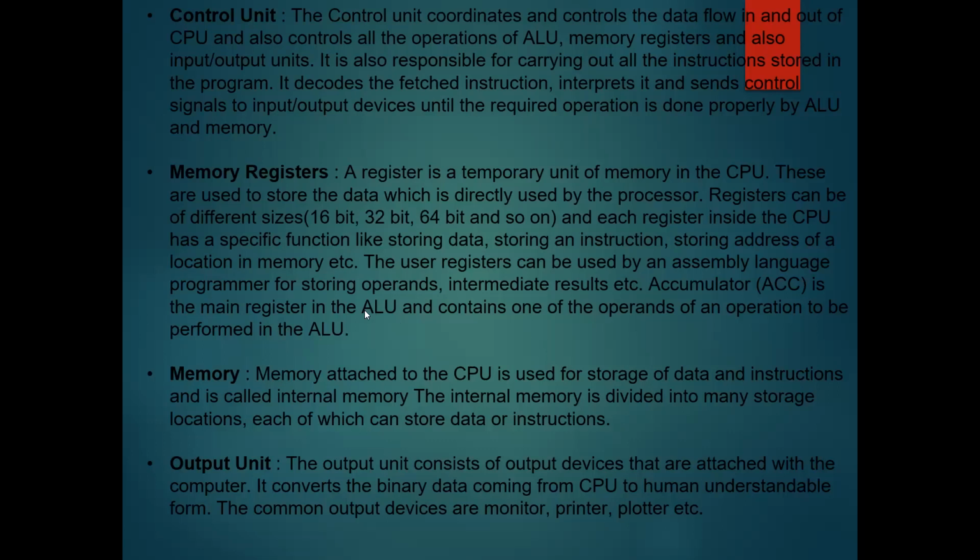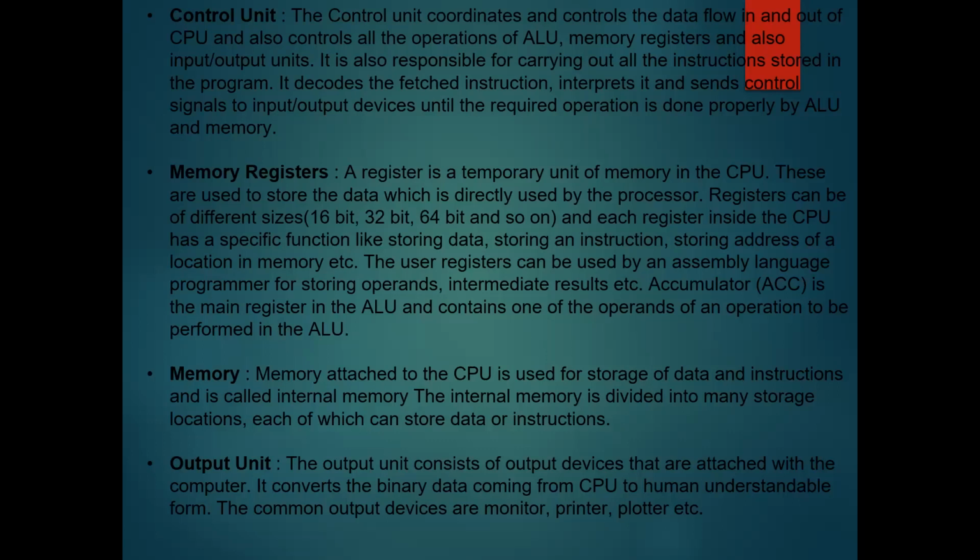We have memory. In memory, attached to the CPU is used for storage of data instructions and is called internal memory. The internal memory is divided into many storage locations, each of which can store data or instructions.